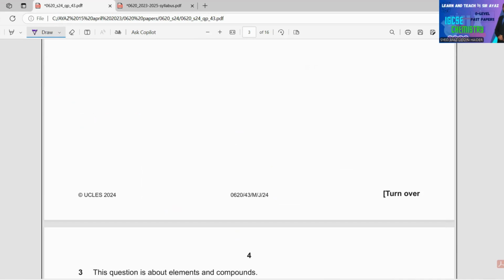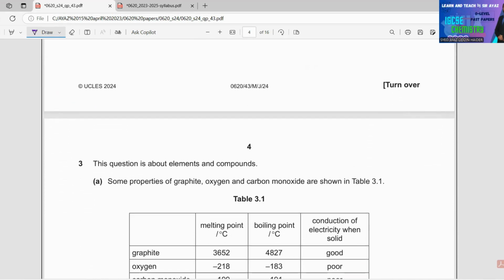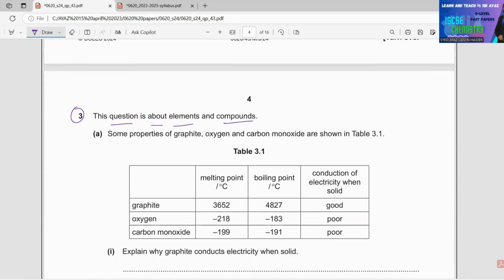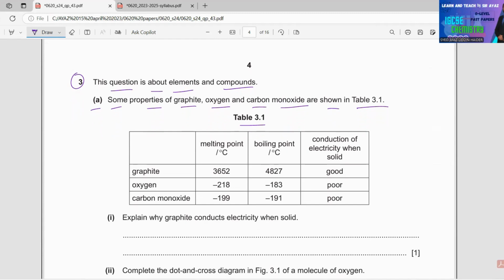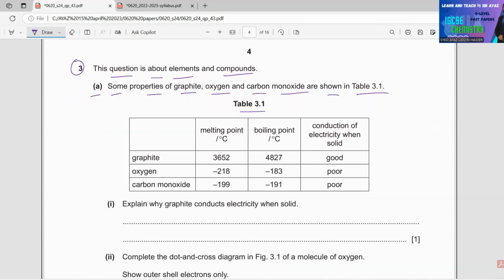Moving to the next question, which is question number 3. This question is about elements and compounds. A. Some properties of graphite, oxygen, and carbon monoxide are shown in table 3.1. Table 3.1 is given here. You see you have graphite, oxygen, carbon monoxide, melting point, boiling point, and conduction of electricity in the solid state. The information is provided to us.